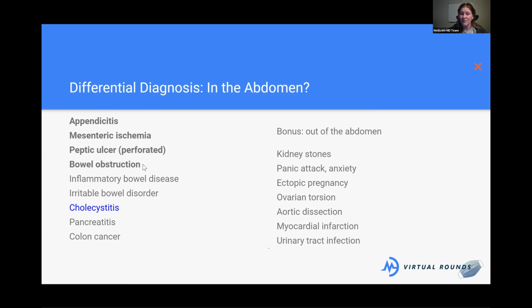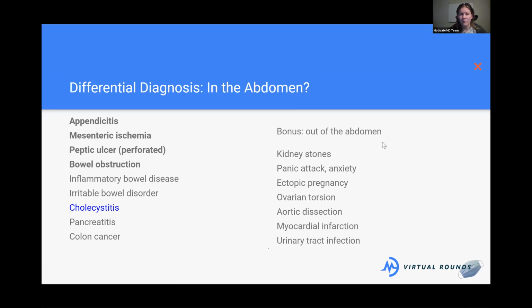We also have some inflammatory processes, irritable bowel disorder, which is a functional abdominal problem. And then cholecystitis. Does anybody know in simple terms what cholecystitis is? Gallstones, yeah. So it's inflammation of the gallbladder, usually secondary to gallstones. Excellent work. Pancreatitis, someone mentioned that. Colon cancer. And then we have a couple of other processes. I think somebody said MI, which is great.